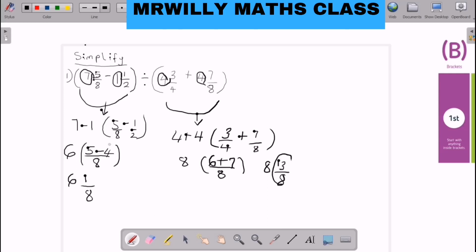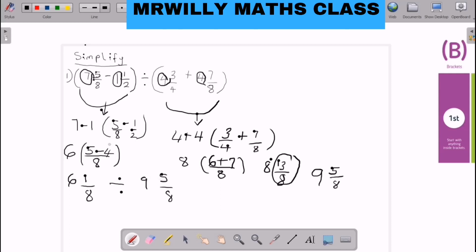If you look at this fraction very well, 8 can still go in 13 one time. So you add that 1 to 8, so this turns to 9. Then the remainder is 5 over 8. We've handled the fractions inside the second bracket. So you can now come to this place and put the division, divided by 9 whole number 5 over 8.